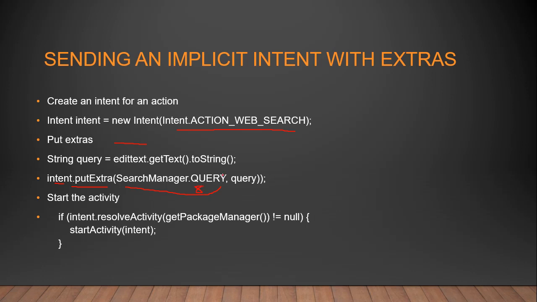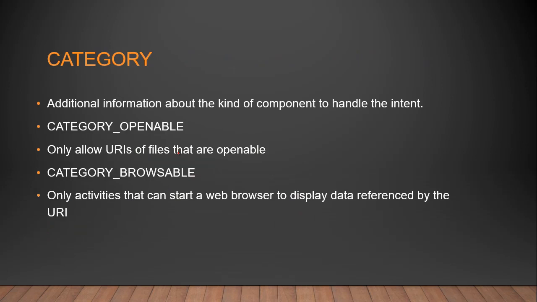If you want to search something, use the search manager class and pass the query, and in here you pass your data that you have created, and then start the activity and make sure that you check if there is an app to handle your request or not. You can use the category to add additional information about the kind of component that can handle your intent. You can add a category of openable, browsable, and many more.